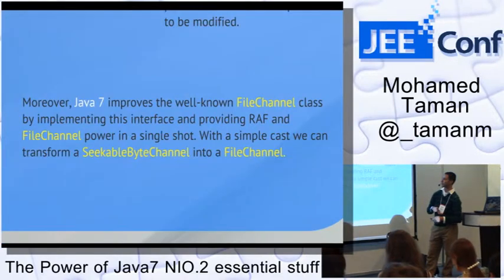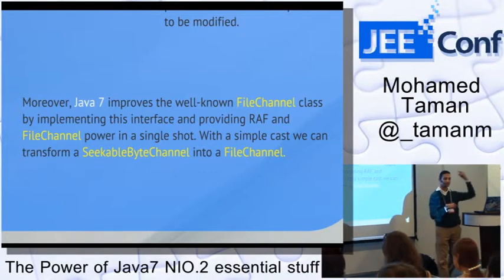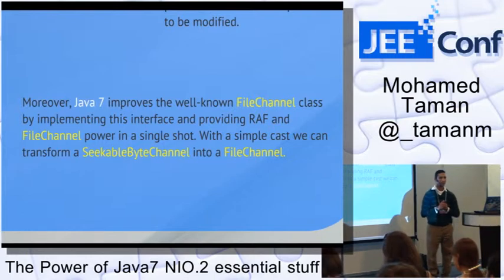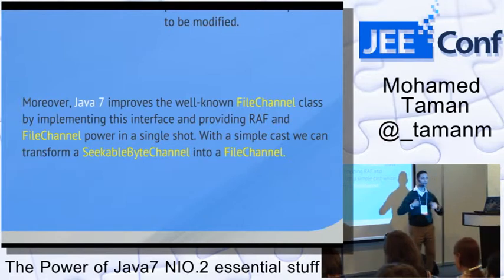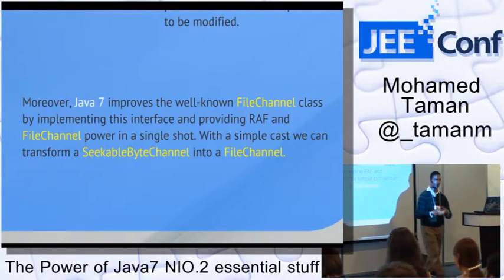Java 7 improves the FileChannel class by implementing this interface and providing RAF functionality by this means. FileChannel in Java 7 now implements SeekableByteChannel. What does it mean? I can seek memory byte locations, and the channel allows me to work in memory with a buffer, so I can read, lock, and map the memory for the content. This is the mechanism for memory-mapped I/O.